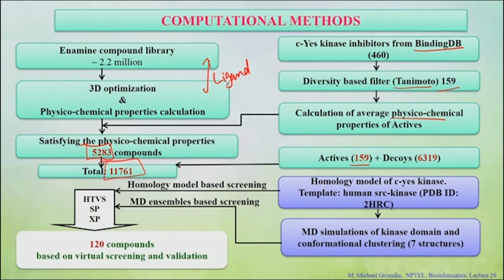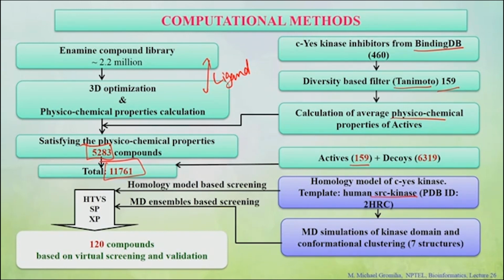On the protein side, we know the target is CS kinase, but the structure is not known. So, we can have a template, the SRC kinase, with sequence identity of more than 90%. If it is more than 90%, what can we do? We can do homology modeling. So, we can do homology modeling of this CS kinase, but this will have only one static structure. In this case, we will get only one conformation.